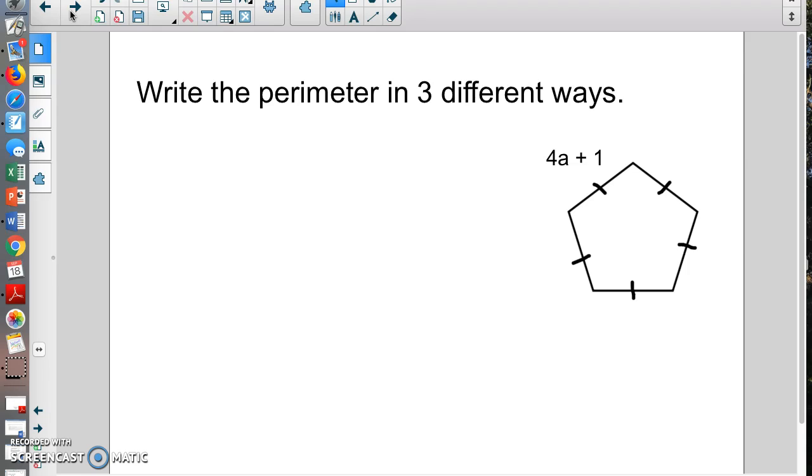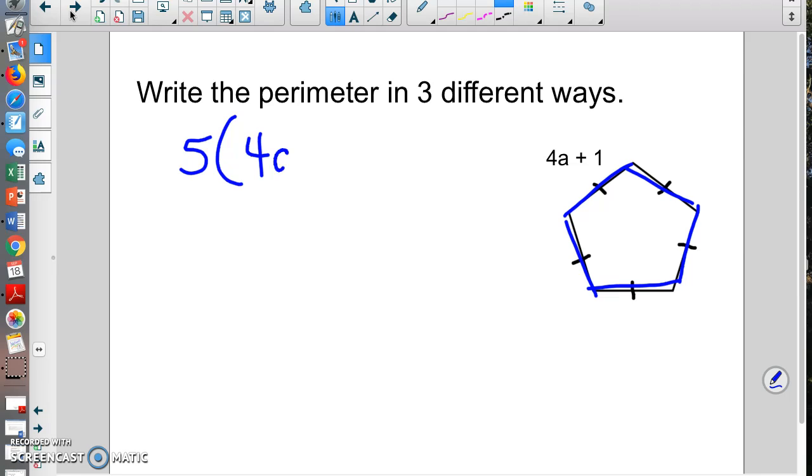And on this one it says to write the perimeter in 3 different ways. So I'm going to write them in 5 different ways so that way you have some examples. Because there's 5 equal sides, and we know they're equal because of these dash marks, then I can do 5 times (4a plus 1). I want you to pause the video and do 4 other ones.